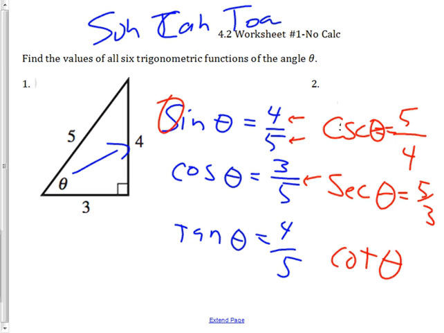And they're also related in this way where they're inverses of each other. You just flip them over. So the 4/5 becomes 5/4. So that's how you do that kind of a problem.